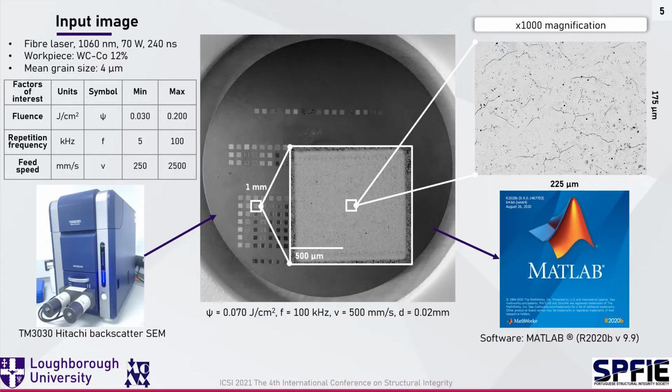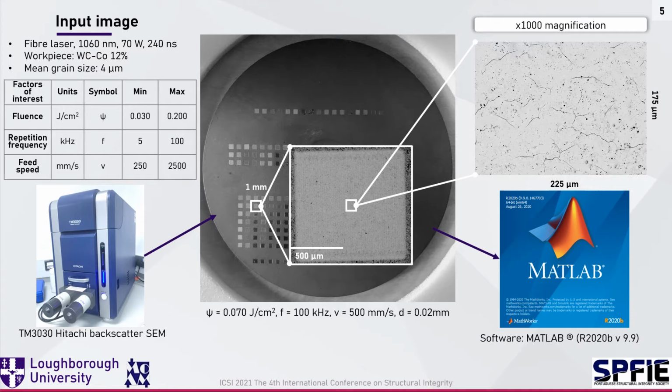A tungsten carbide sample disk with 12% weight cobalt was selected as the workpiece, with a mean grain size of 4 microns for the laser experiment. A fiber laser was employed to laser process 1 mm squared squares on the disk using different fluence, frequency, and feed speed parameters in ambient condition, as the table shows. The samples were cleaned in an acetone solution, and scanning electron microscopy was used to view the surface topography.